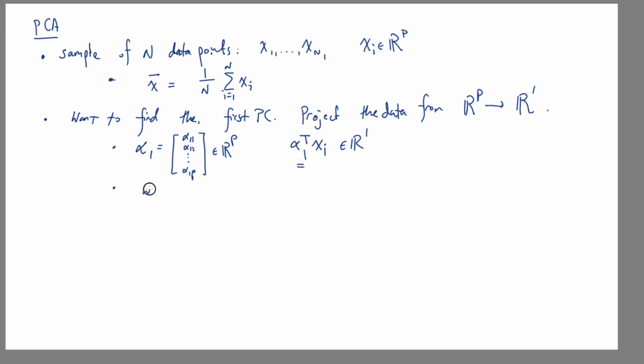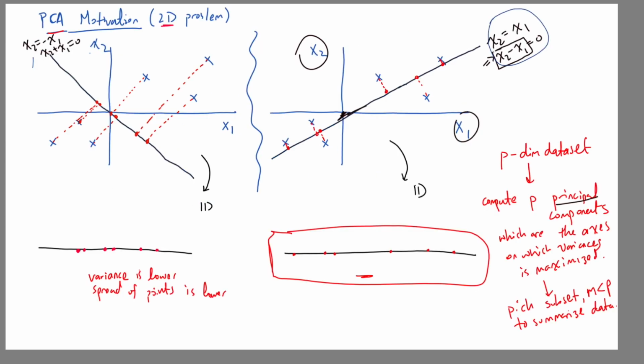Well, we want the variance of the projected data to be maximized. So this goes back to the picture I drew here. We have projections of the two-dimensional data set down to a single dimension, but we prefer the projection that gives us a higher variance. Okay, so how do we compute the variance of the points here?